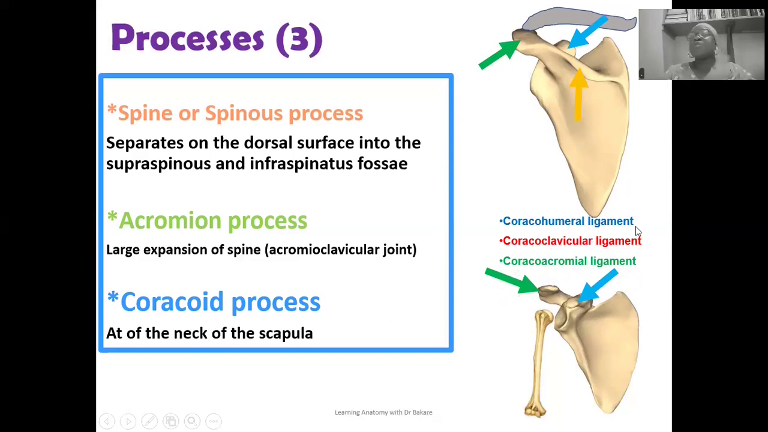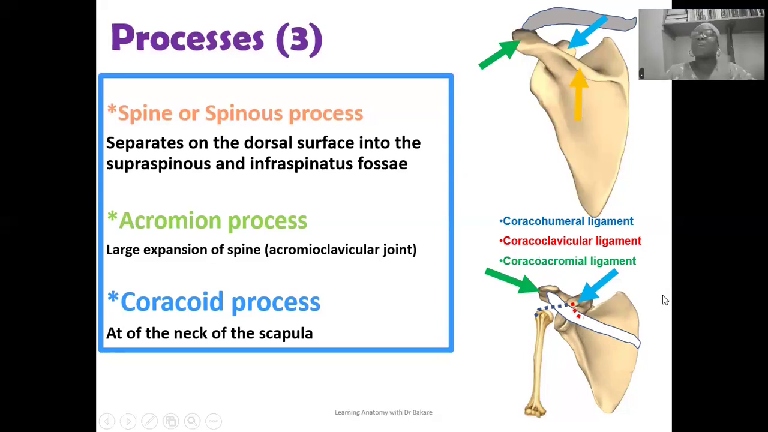So we have the coracohumeral ligament. We said that all we need to do is to always break down the name. Coracohumeral ligament is a ligament that connects the coracoid process to the humerus. And this is what is highlighted here. So you see a ligament connecting these two structures. Then you have another ligament that is referred to as the coracoclavicular ligament. Coracoclavicular ligament is connecting the coracoid process to the clavicle. This is where we have the clavicle here highlighted in white. And this is where you have the coracoclavicular ligament here highlighted in dotted red. And you see it connecting these two structures.